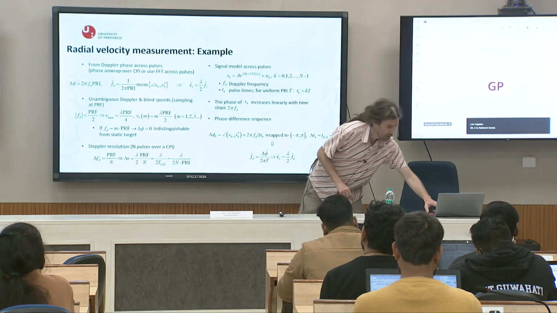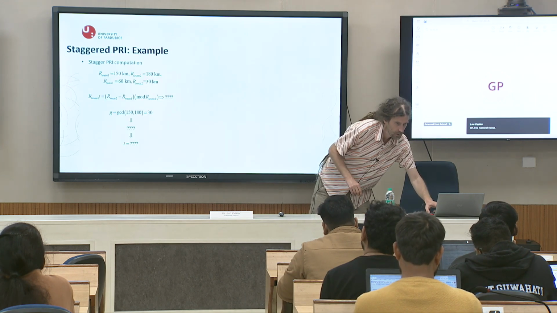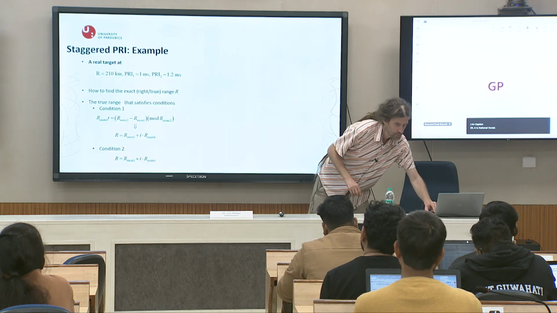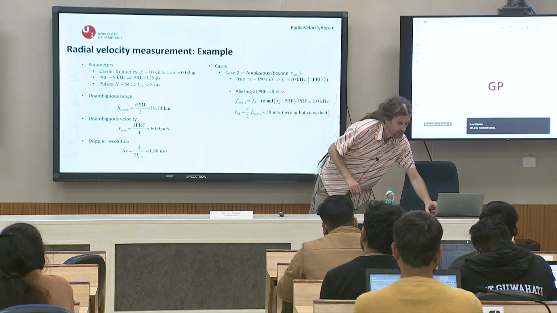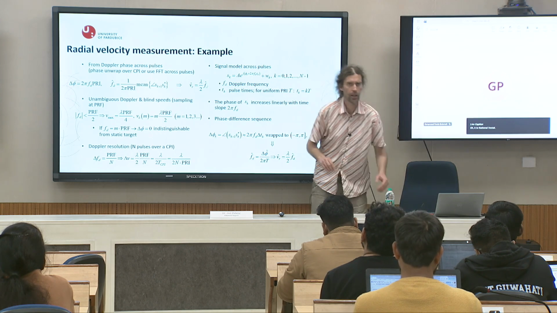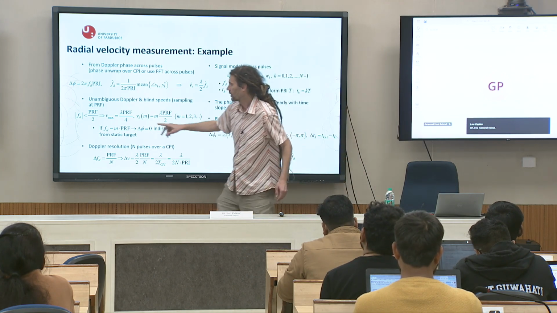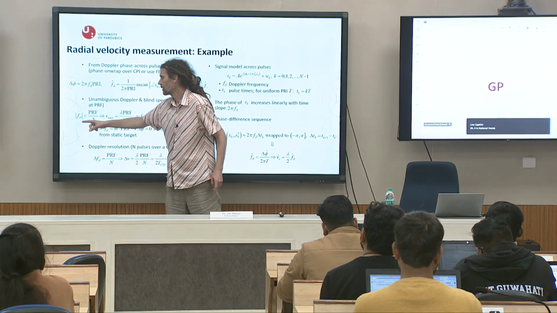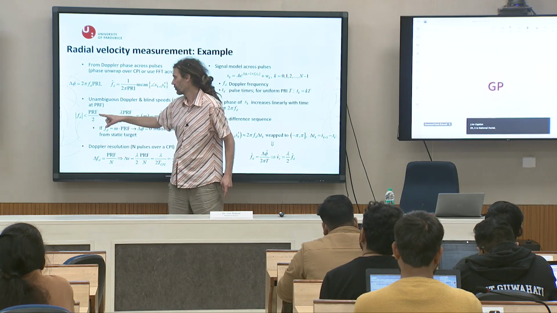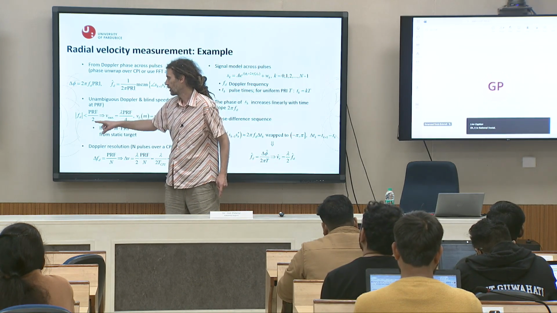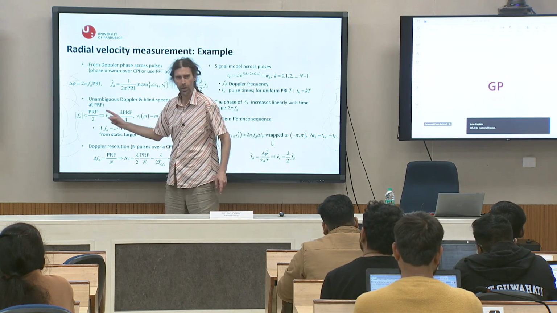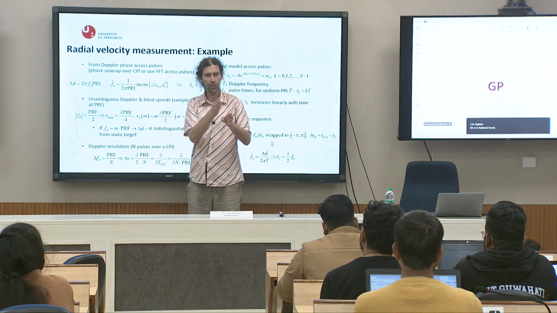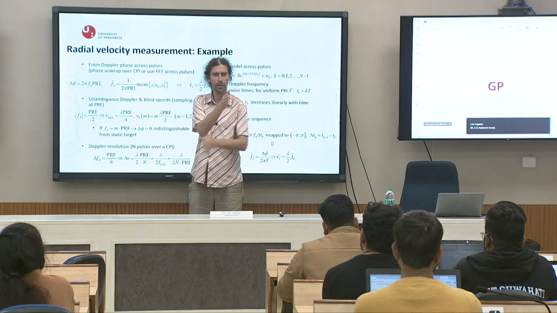Do you remember the slide with fast and slow time? It is this one. So maximal Doppler depends on pulse repetition frequency divided by 2. And Doppler must be lower than this value. If it is higher, we have speed ambiguity.